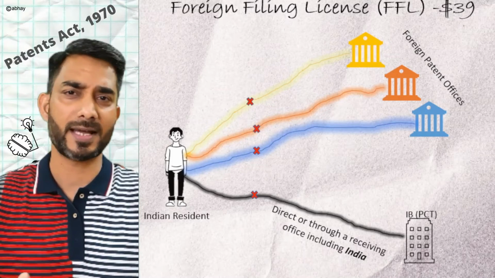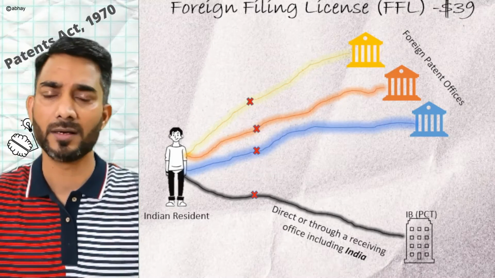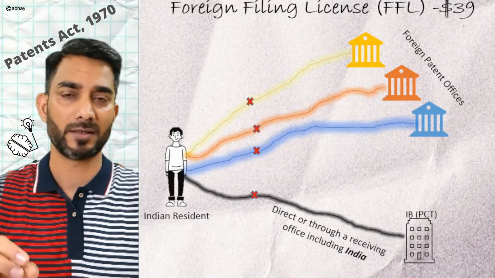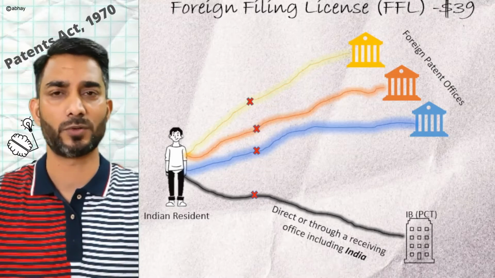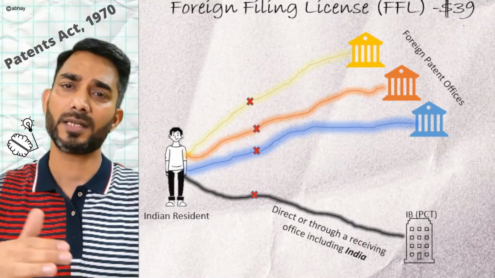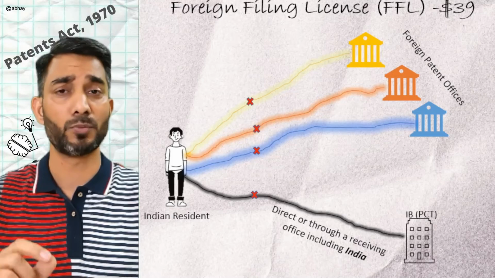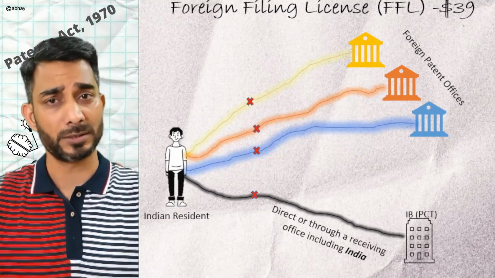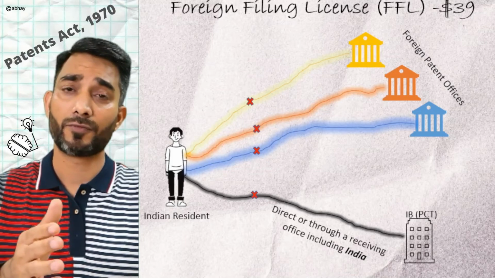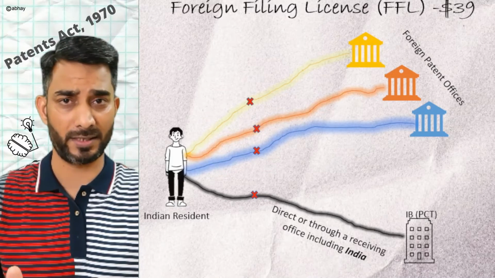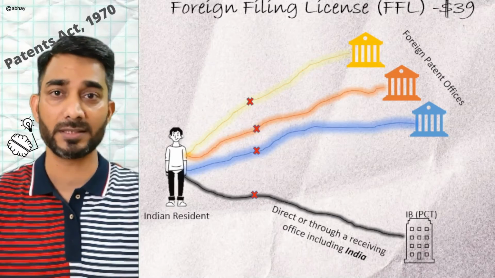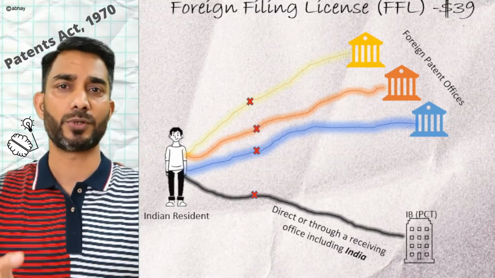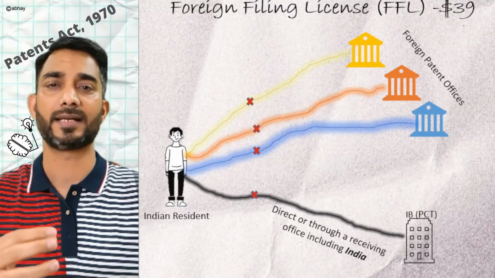So Indian resident as such is not defined in the Patent Act, but we can take a definition or interpretation from how income tax interprets residency status of an individual. It says in a year, if your stay in India is more than 182 days, then you are considered as Indian resident. Similarly, if for the last 4 years, your stay in India is more than 365 days, then you are considered as Indian resident. So we can also take that definition to define whether the person was Indian resident or not.